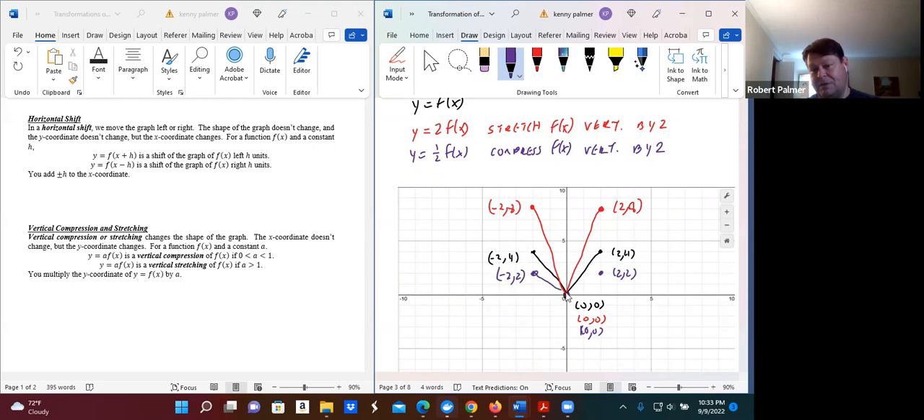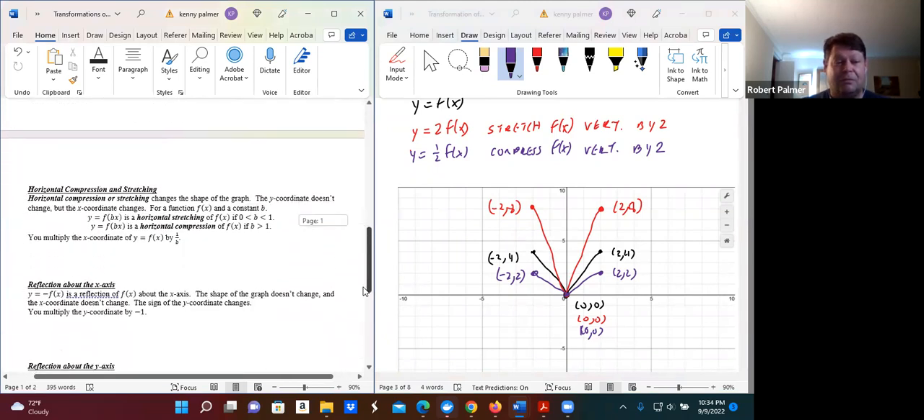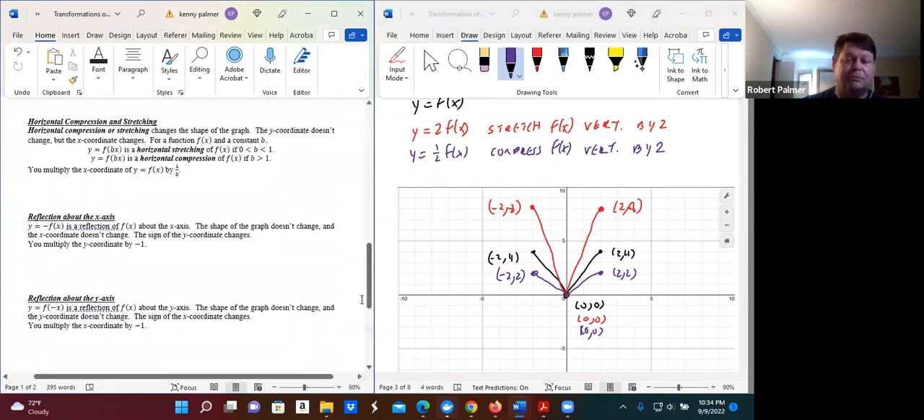So if we graph this, this is our compressed graph. Imagine if we take this original graph and just compress it down by a factor of 2, that's what that looks like, a vertical compression. So once again, vertical compression does change the shape of the graph, and as far as the coordinates, it only affects your y-coordinates. Now, as you would probably expect, we can also compress or stretch horizontally. So let's take a look at that.